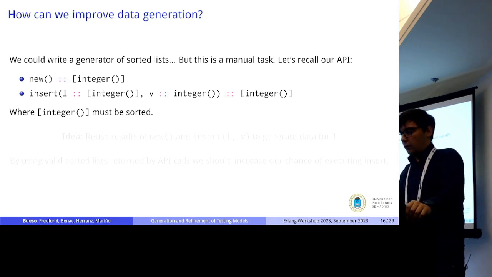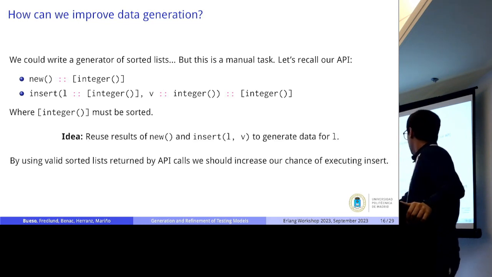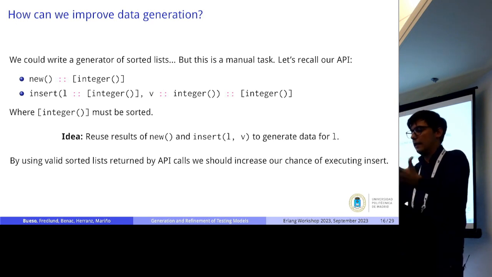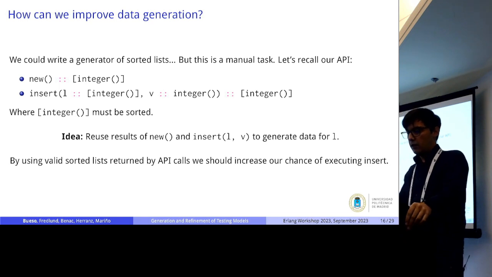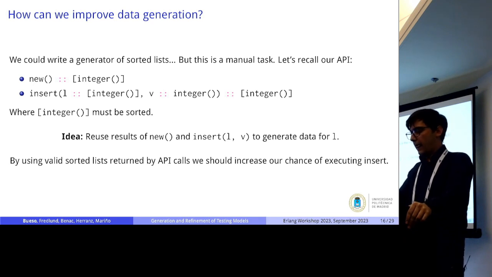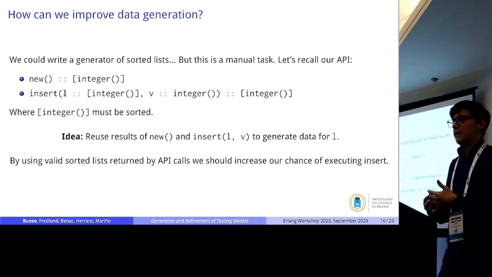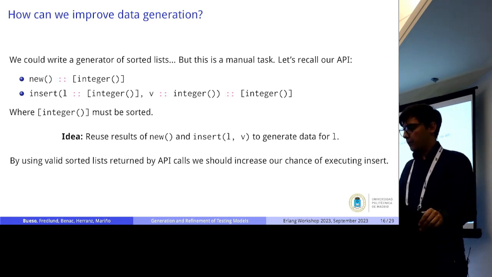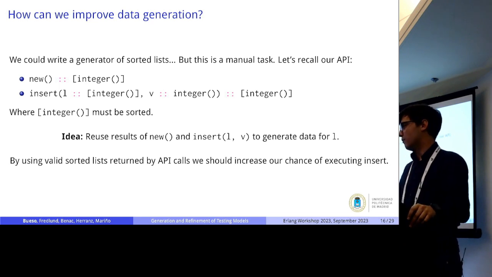So the idea we are presenting here is, why don't we reuse the results of our operations to generate valid data? What we're going to do is store valid results returned by the API, so we can at least have the chance of improving our results on precondition checking.